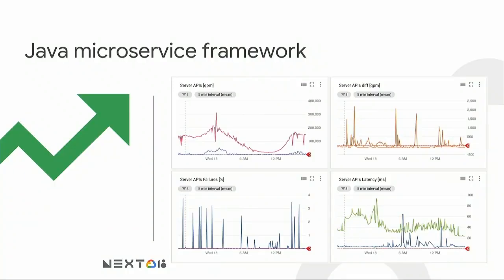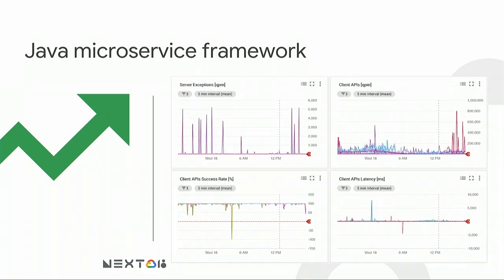So the first thing that we'll see are the server APIs. These are the same APIs that I was talking about before, for the specific service that I'm looking at. I will see queries per minute, server failure rate, and also the latency. You can see in the upper right cube also the server diff for the API. This is the QPM from last week, so we can see a comparison and see if there's a change in the behavior of the application.